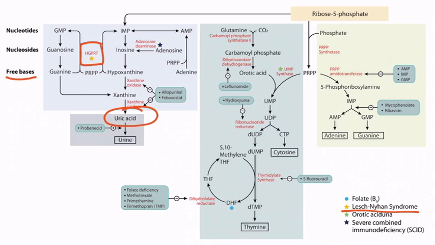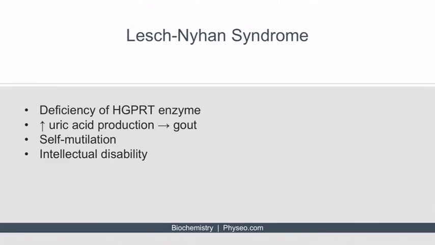Okay, let's see what your text says. Lesch-Nyhan syndrome is caused by a deficiency of HGPRT. It results in gout, self-mutilation, and intellectual disability. Okay, let's do a question.